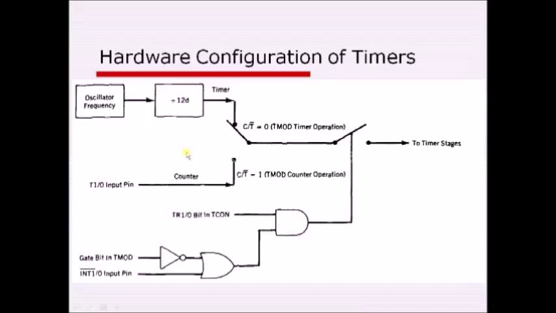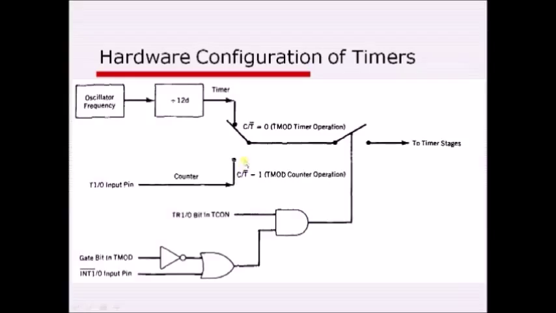Okay, now let us see how this hardware works. So we have a C by T bar bit. Here you can see that the oscillator frequency 11.0592 is given to one circuit, that is divided by 12, and the output is given to the timer. The timer is also getting a clock signal from the other source, that is the T1 or T0 input pin. If this C by T bar bit is 0, then it works as a timer. Therefore, this switch will be connected to this point, and the timer registers are going to get the clock signal from the oscillator frequency from this source.